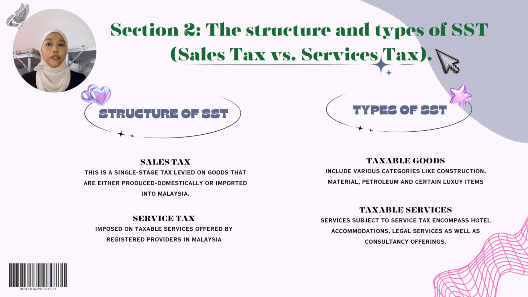Moving on to the types of SST. There are two types of SST, which are taxable goods and taxable services. Taxable goods include various categories like construction material, petroleum, and certain luxury items. Basic foods and instructional supplies are free from sales tax. Next, taxable services. Services subject to service tax encompass hotel accommodation, legal services, as well as consultancy offerings. Some services may qualify for exemptions or zero rating based on specific criteria.